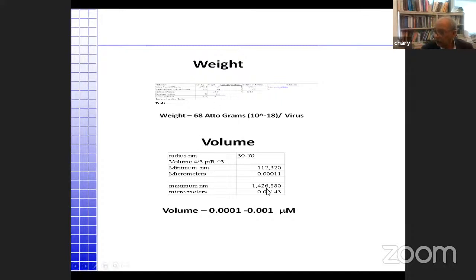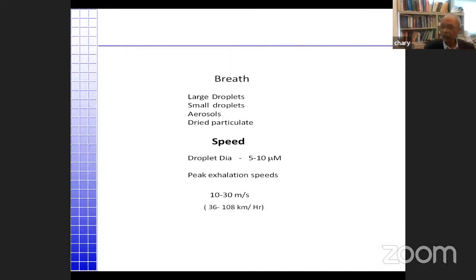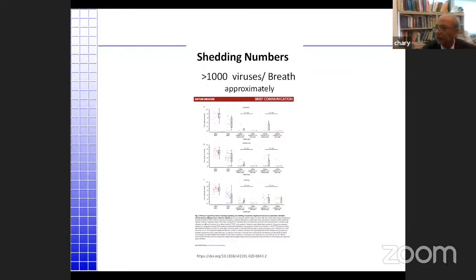Here are some of the physical properties. The radius is about 30 to 70 nanometers, so you can calculate the volume. The weight of a single virus particle is about 10 to the negative 18, 68 attograms. It's an extremely small particle we're talking about here. As you all know, the breath has large droplets, small droplets, and aerosols. These are all micron-sized particles, but within them you have the nano-sized viruses. So this is where the interest is.